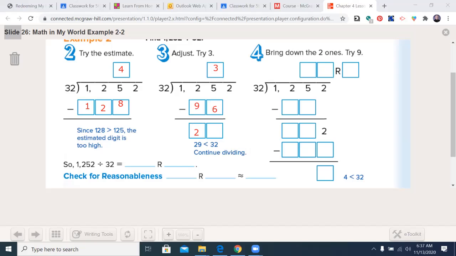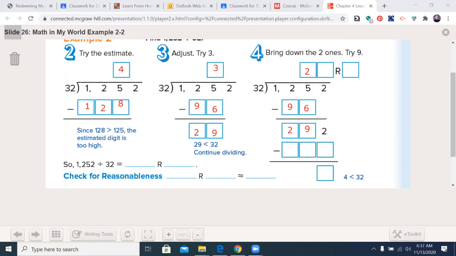Is 29 less than 32? Yep. Then I just keep on going here. So I keep my 2 here. That we knew was a 96. A 29. So I bring down the 2, 292. Now you have to stop and do the exact same thing again. 292 is close to 300. And this is close to 30.